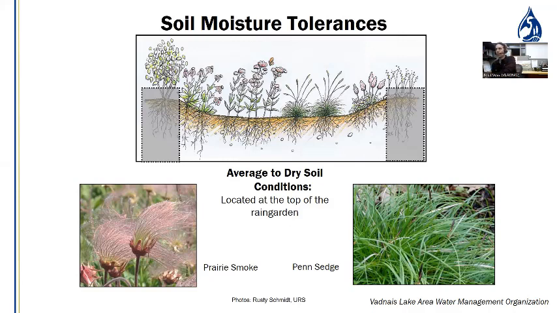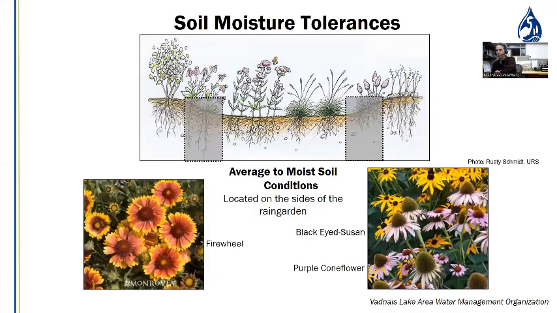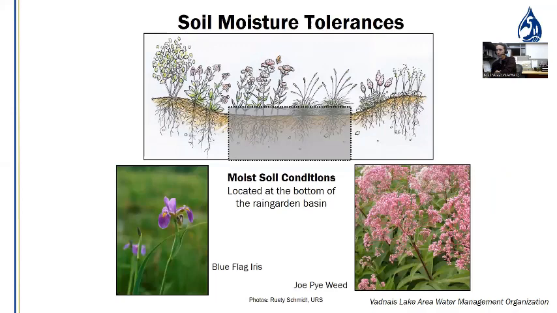Nice low borders so that you get tiered levels of flowers and plants. Things that grow in that moderate average to moist soil, as just some examples. And your moist soil conditions located at the bottom of the basin. If it's a dry period, plan to be watering them yourself to help them succeed, especially in the establishment phase.